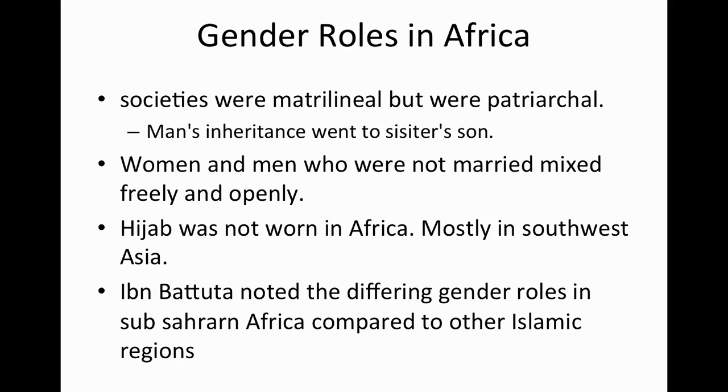We talked about the hijab. Ibn Battuta noticed this in Africa, and he commented about how women in Africa had different rights, and there were different customs. Islamic women.